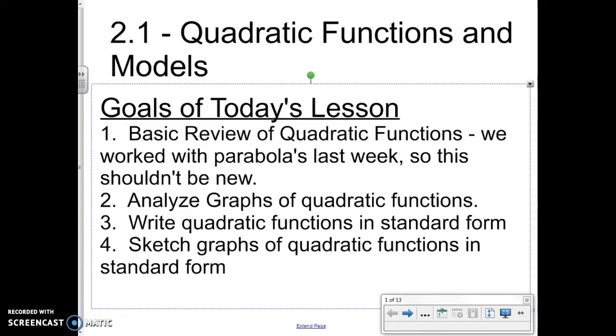Good morning and welcome to Pre-Calculus. This is Chapter 2.1. We are talking about quadratic functions and models today.